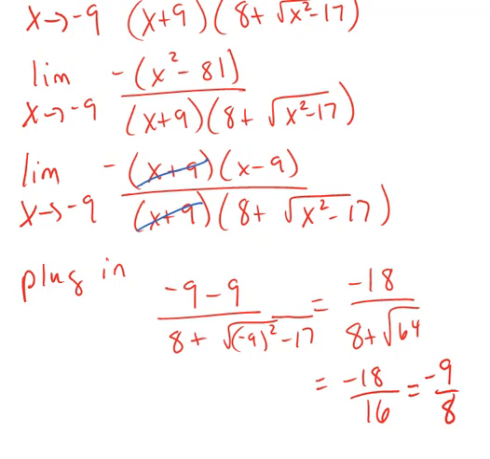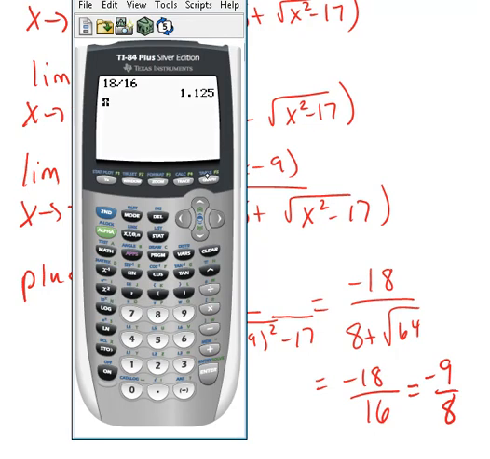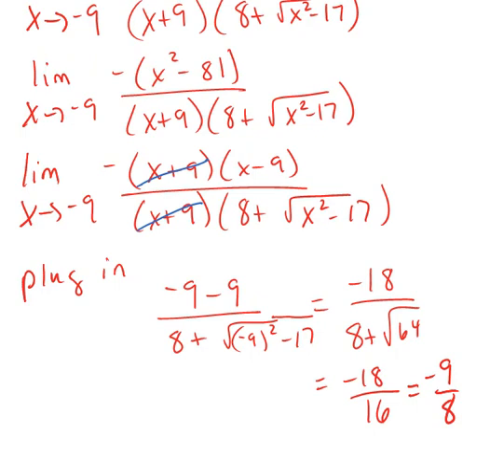And did that negative, was that right? Because when we went to our table, we got a positive. So I must have screwed up here somewhere with my negative. Oh, here it is. The negative there makes that a positive. Sorry about that. And so this should be positive 9/8. Oh, I made a little mistake. You gotta watch your negatives.